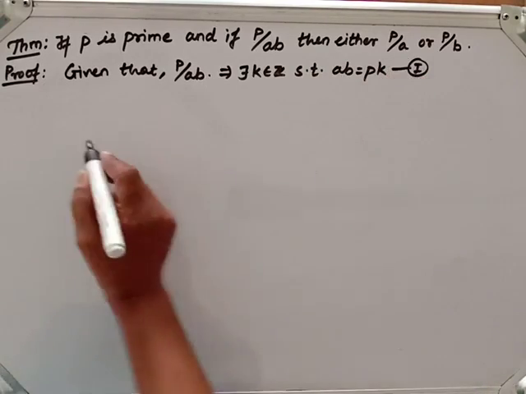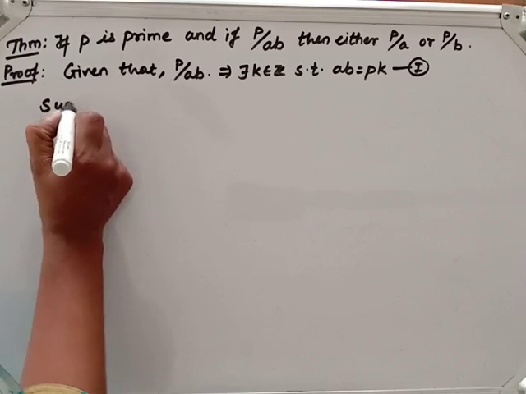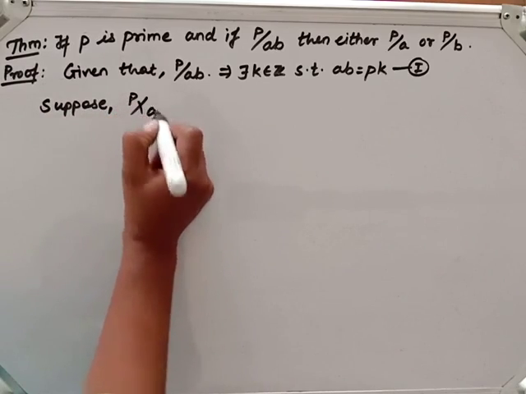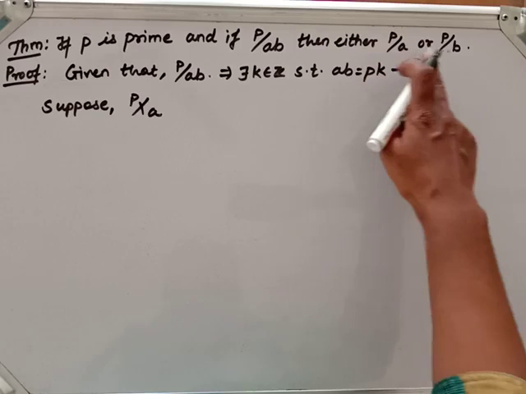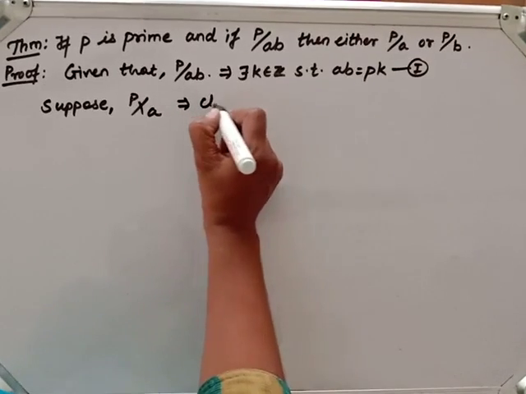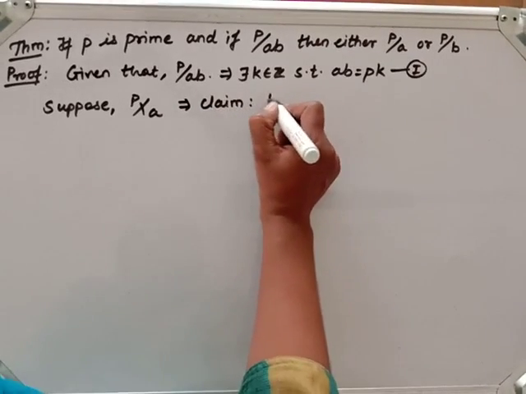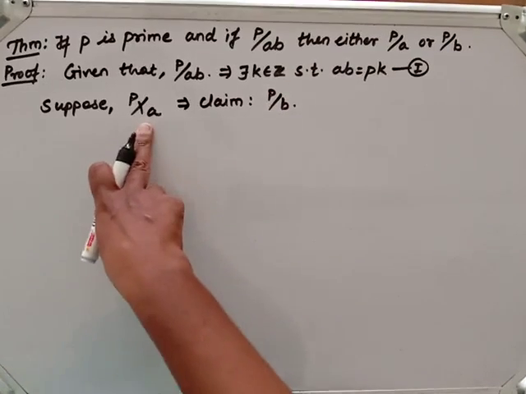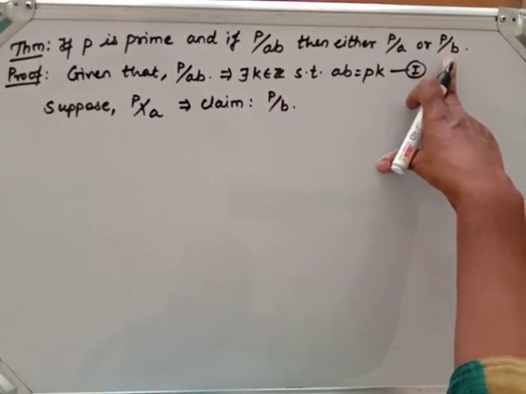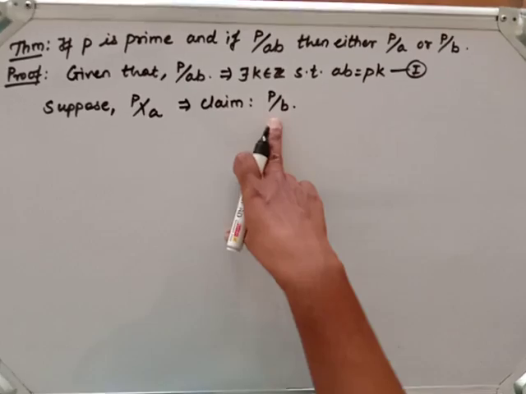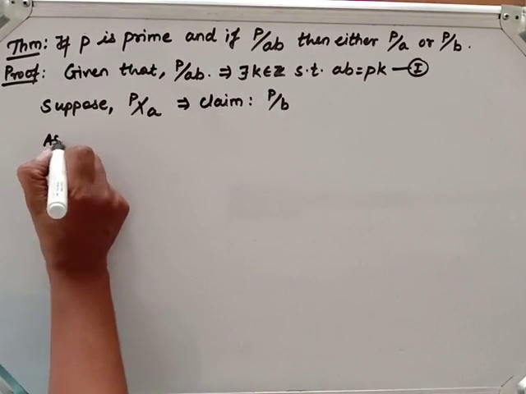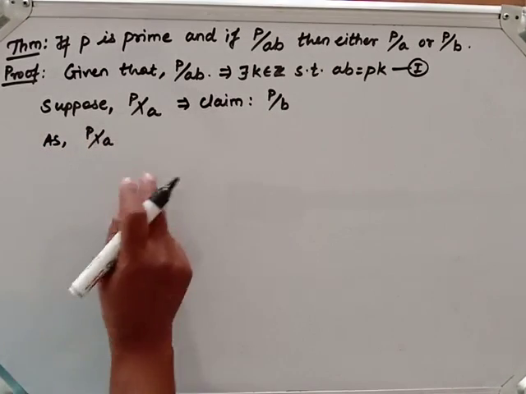Now suppose, on the contrary, let us assume P doesn't divide A. If we assume P doesn't divide A, our aim is to show P divides B. So this gives our claim. What is our claim? We must show P divides B, because it is an either-or statement: either P divides A or P divides B. So if P doesn't divide A, we have to show P divides B.